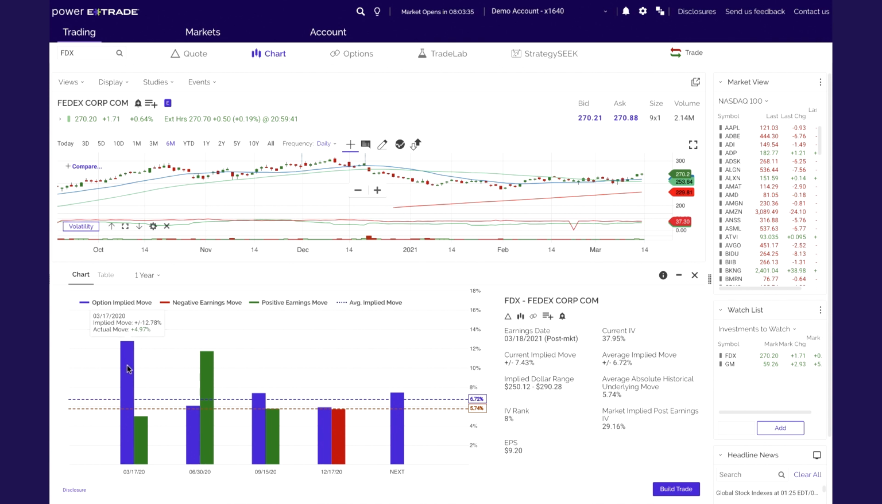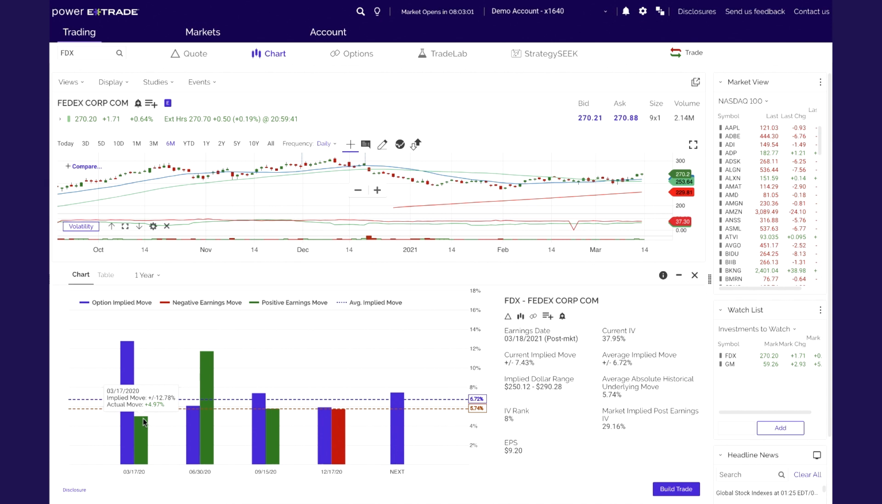If I hover my cursor over the earnings that were released a year ago, March 17th of 2020, I can see that the options market was implying that after earnings the stock was going to be up or down 12.78%. That implication, based on the valuations of what people were willing to pay for puts and calls, was sort of an estimate or an opinion of the market. The actual move, however, was just 4.97%.